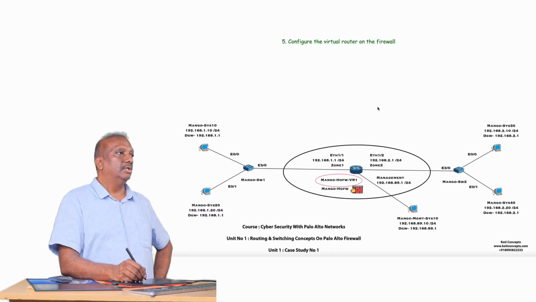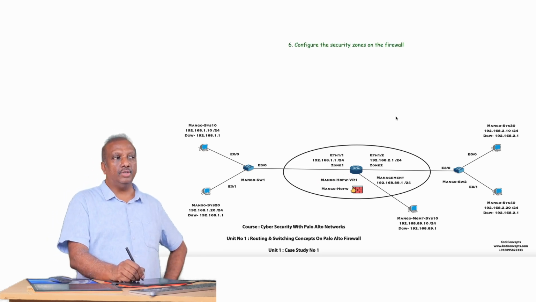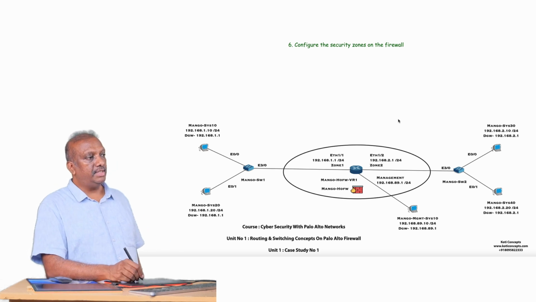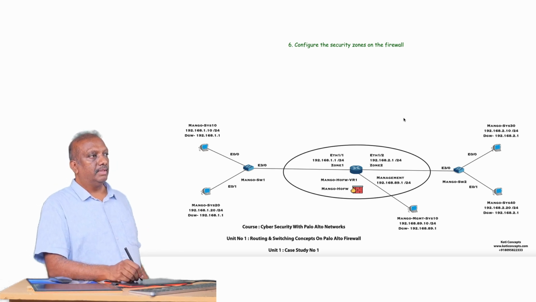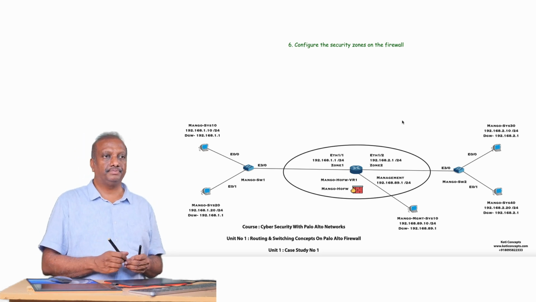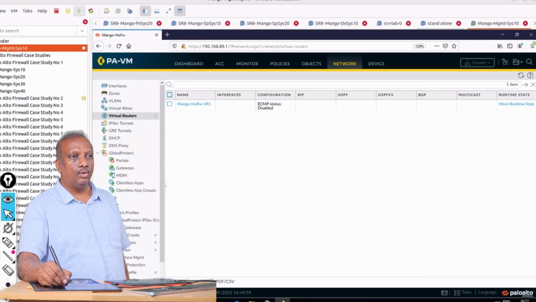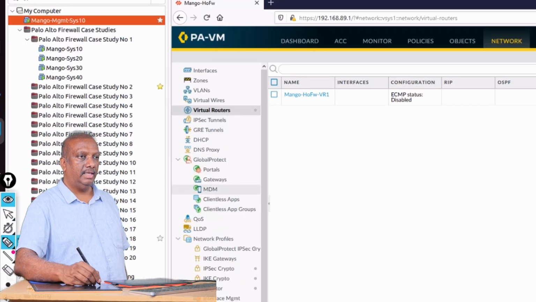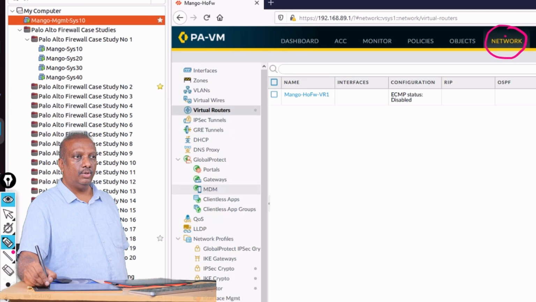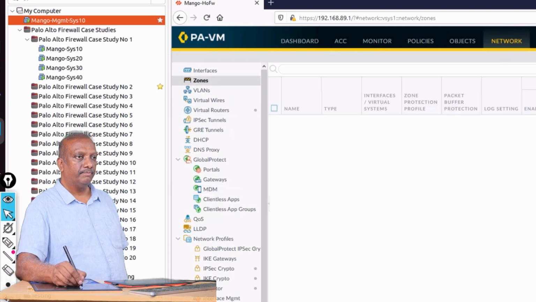Okay. Now, configure what? Security zones on the firewall. And if you see carefully here, how do I configure the security zones on the firewall? So where do we go? Again I go to network, right? Under network, where do we go? We go to security zones. So let us click on security zones here now.